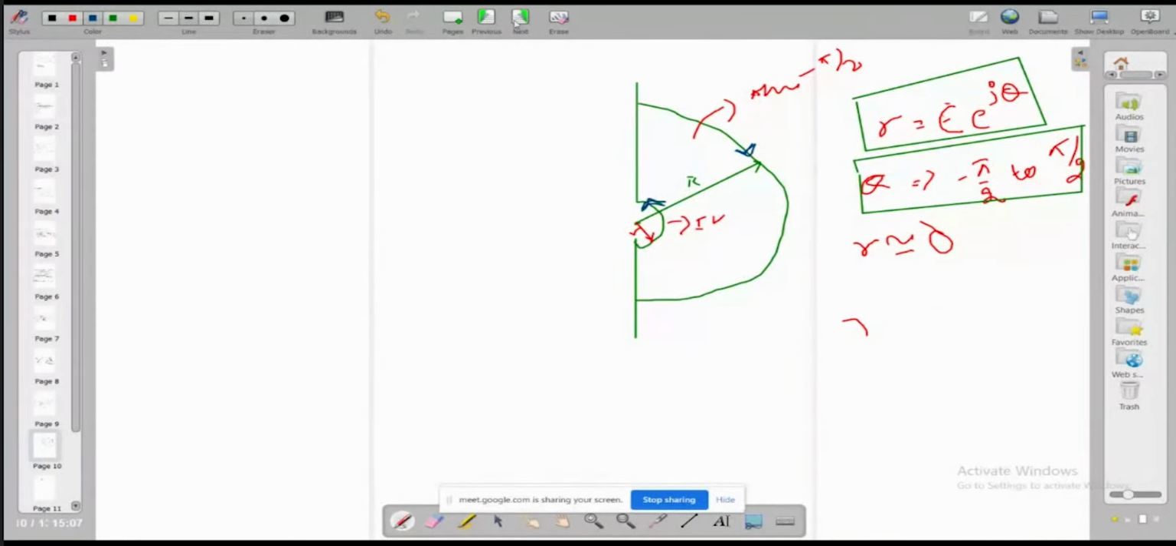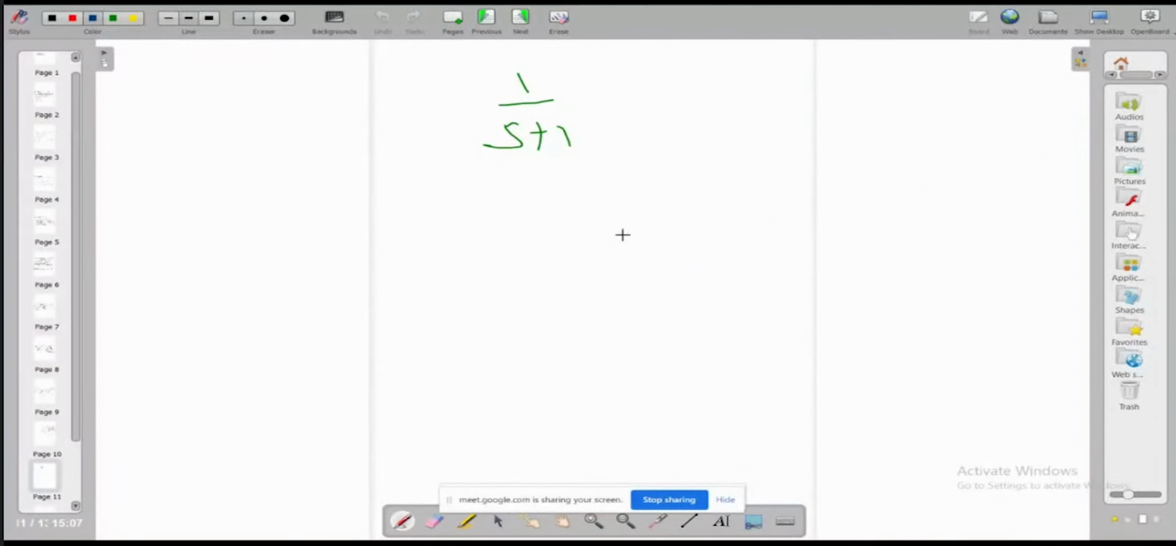Okay, so we will take an example: 1 divided by s plus 1. Same as before. First you have to determine the polar plot. Step number 1 is to determine the polar plot, because path number 1 is your polar plot.